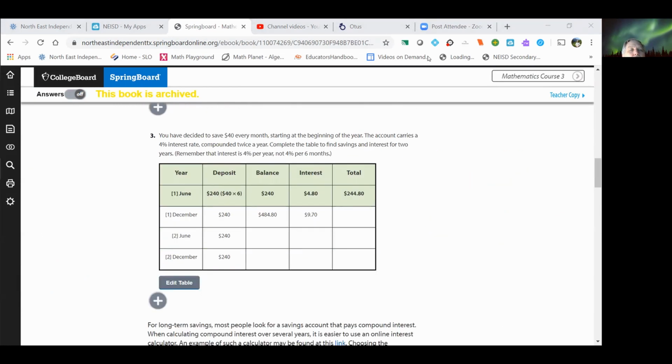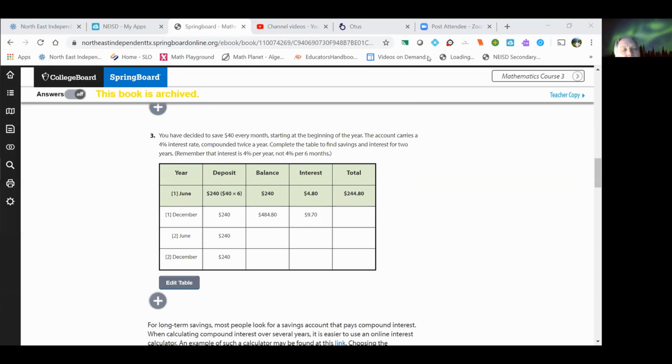Item 3. You have decided to save $40 every month, starting at the beginning of the year. The account carries a 4% interest rate compounded twice a year. Complete the table to find the savings and interest for 2 years. Remember that interest is 4% per year, not 4% for every 6 months.